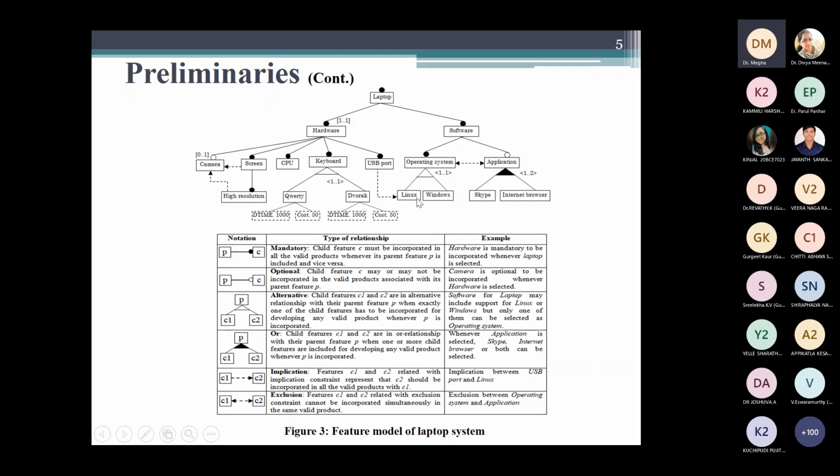Here we can see that Linux and Windows are in an alternative relationship with the parent feature operating system. It means only one can be chosen. We cannot go ahead with both in a single product.